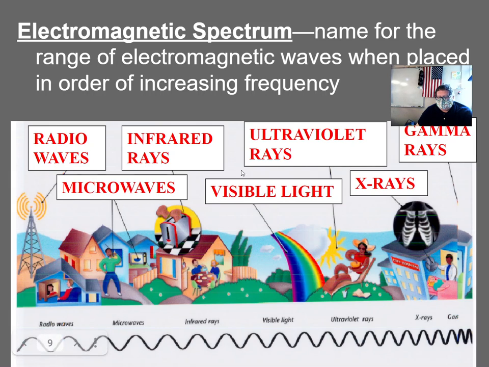We cannot see any of this stuff down below. You cannot see radio waves. You cannot see microwaves. You cannot see infrared rays. Likewise, you cannot see anything above this. You cannot see ultraviolet. You cannot see X-rays, and you cannot see gamma rays. They are all around us all the time. I mean, hopefully these ones up here are around us less.